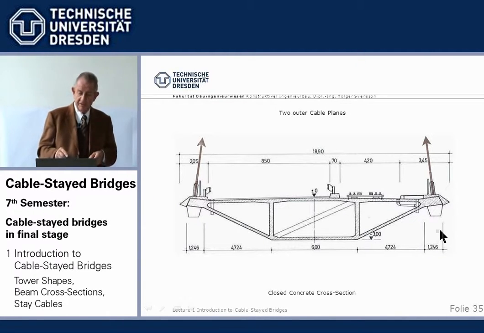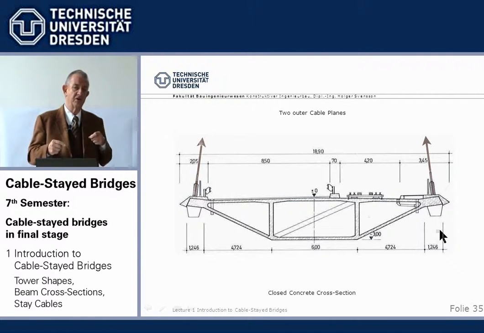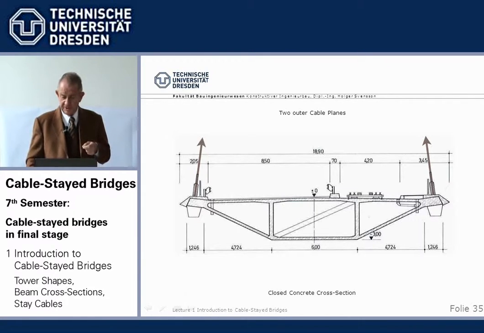Also, we can have two outer cable planes with a box in concrete, not normally required. In this particular case, Posadas Encarnacion in Argentina, it was helpful because we had a railway line eccentrically. And so we were happy to use the additional torsional stiffness of the box in addition to the two cable planes, again for additional torsional stiffness.